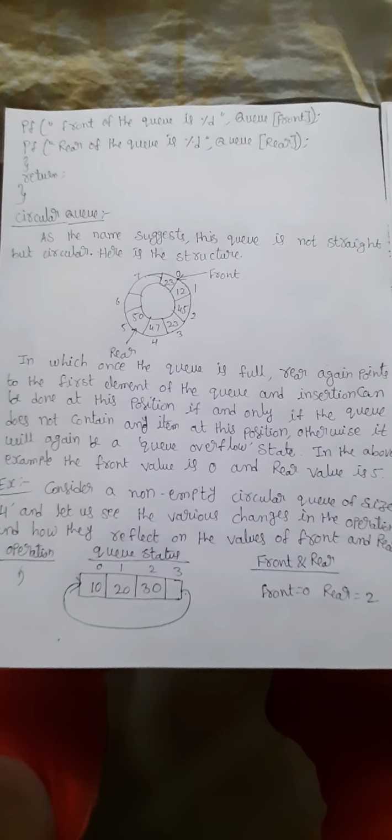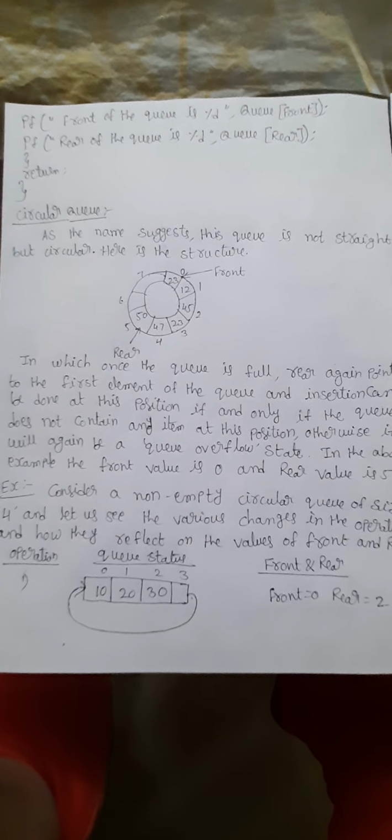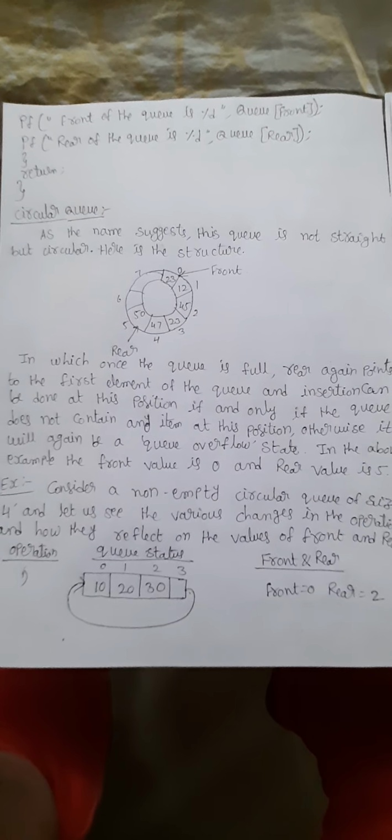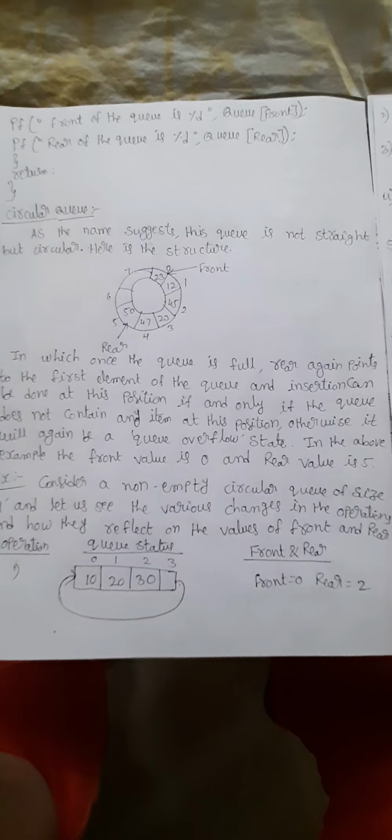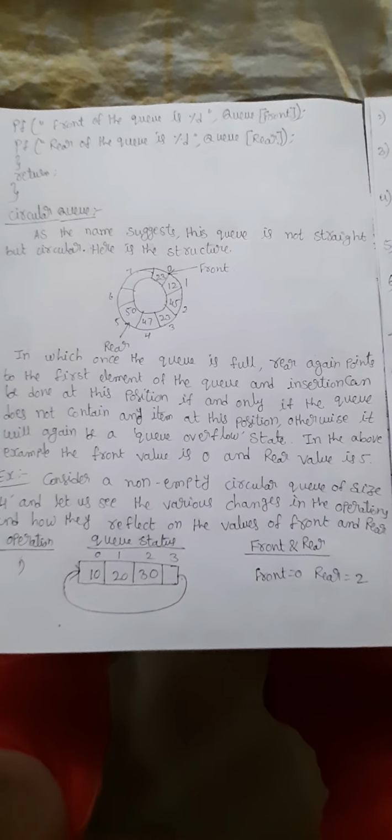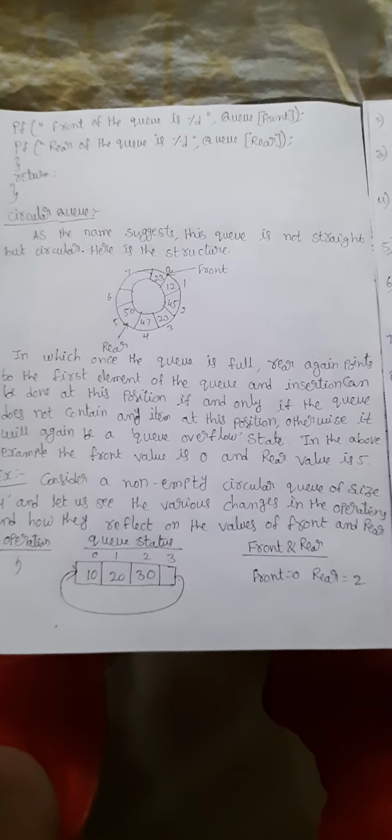Hi students, last class we discussed the linear queue. Today we are going to discuss the circular queue. What is meant by a circular queue is in the name itself. Circular means it will be in a circular structure, not in a straight structure, whereas we have seen that the linear queue is represented in a straight structure.